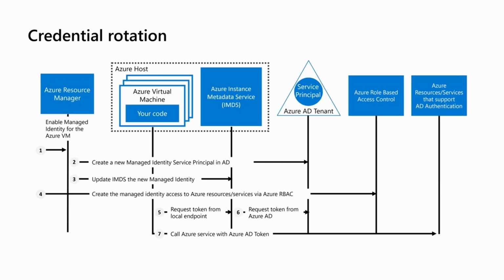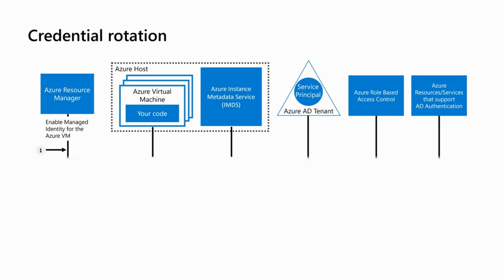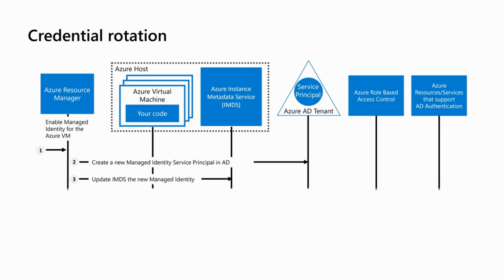Let's look at the diagram for managed service identities that work with Azure VMs. First, you enable managed identity for Azure VM. Second, create a new managed identity service principal in Azure AD. Third, update IMDS with the new managed identity. Fourth, create the managed identity access to Azure resources or services via Azure RBAC.